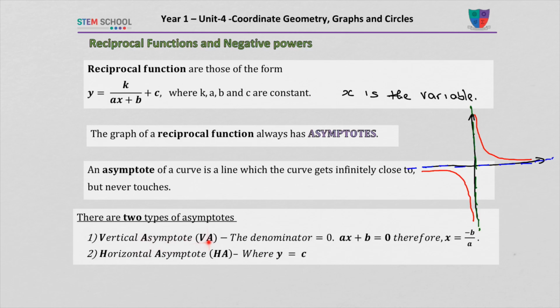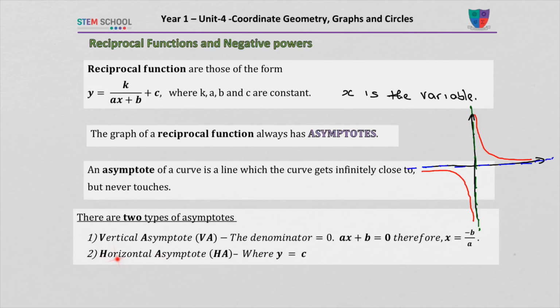The vertical asymptote, VA: the denominator will be set to 0. Therefore, in this case, ax plus b is set to 0, and then you find the value of x. That value of x will give you the line of asymptote. If x equals 0, then the line of asymptote will be 0. If x equals 3, the line of asymptote will be 3. It's a vertical line using hidden lines. If x equals minus 2, then the line of asymptote will be minus 2. That's the line the curve will approach infinitely close to, but never touch.